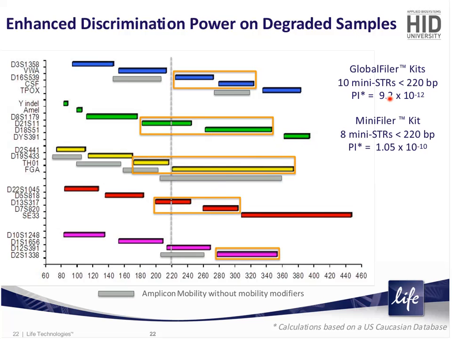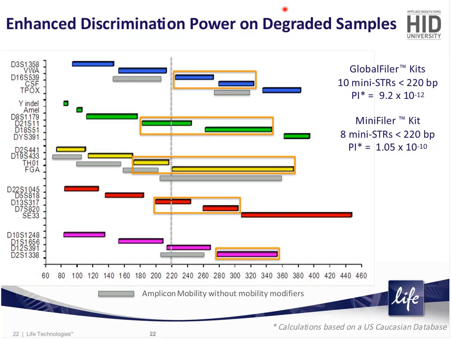Because the GlobalFiler kit has such a high discrimination power in the low molecular weight range of the system, it now means you don't have to make a choice. Your frontline system for the rest of your samples can now also be your frontline system for degraded DNA samples, giving you that information recovery the first time you amplify that sample. But that by no means makes the MiniFiler kit redundant.